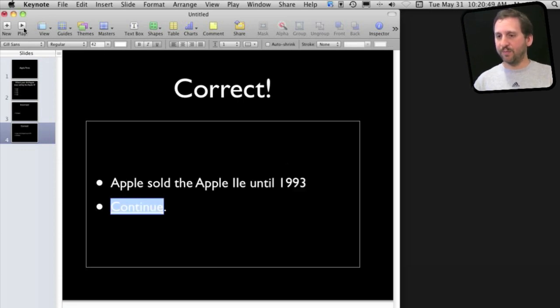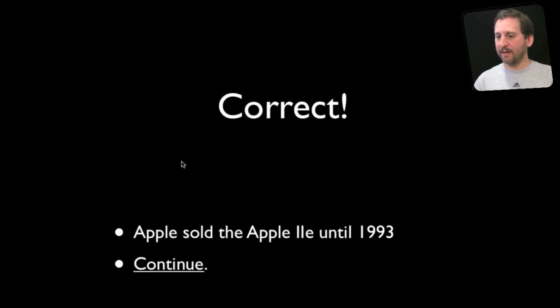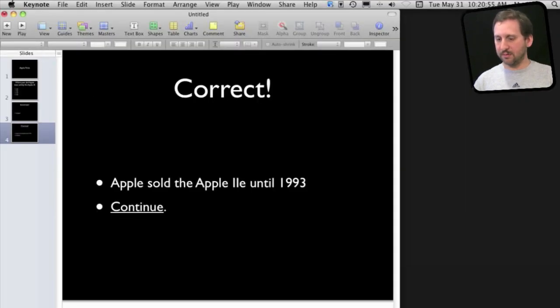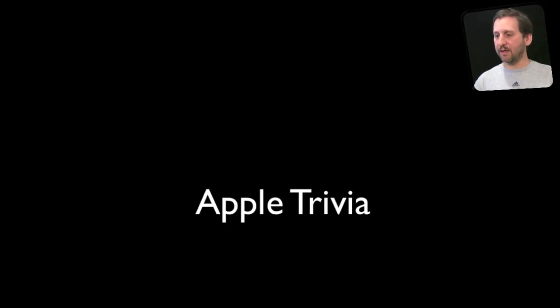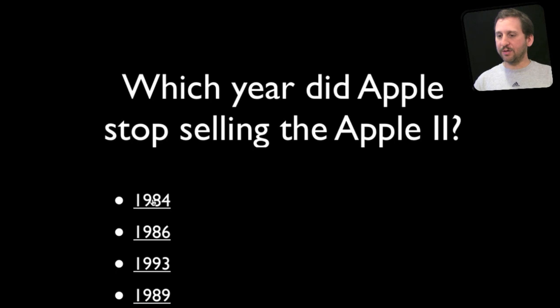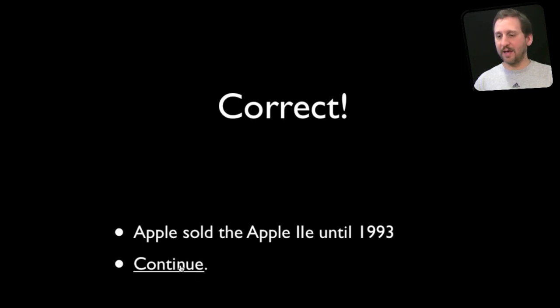Now, when I play, it'll ask, I'm going to play, let's see. Now I go back to the first slide, press play. I can click on an answer. If I get it wrong, it says incorrect, try again. It goes back there. When I get it right, it goes correct, and continue would take it to the next slide if there was one.